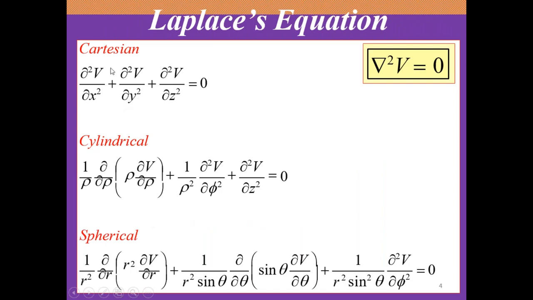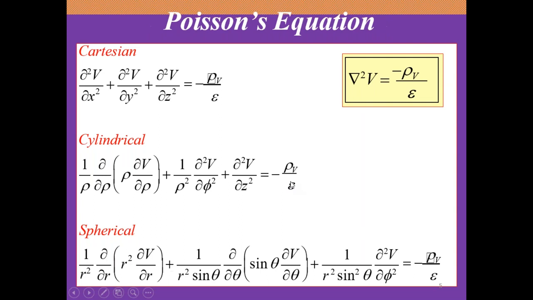Now, the Laplace equation in Cartesian coordinates is this. Then for cylindrical, we obtain this equal to 0, and for spherical, we have this as equal to 0.